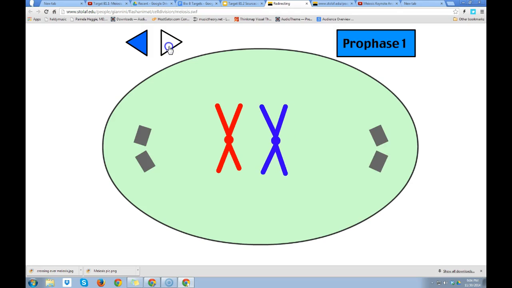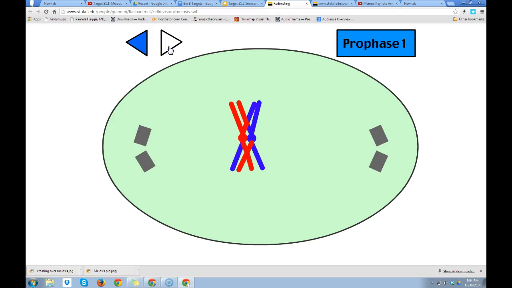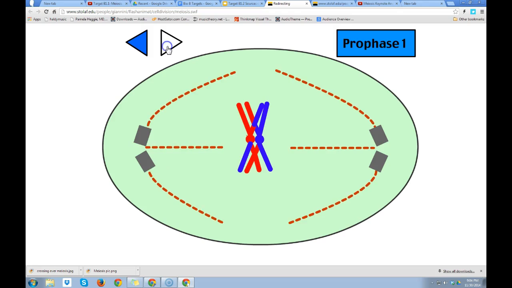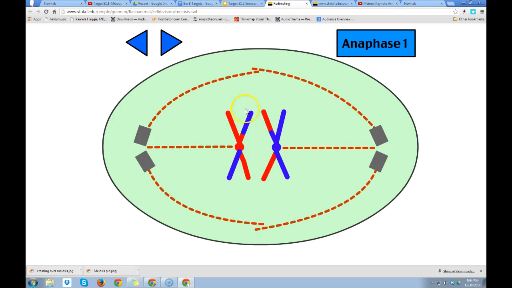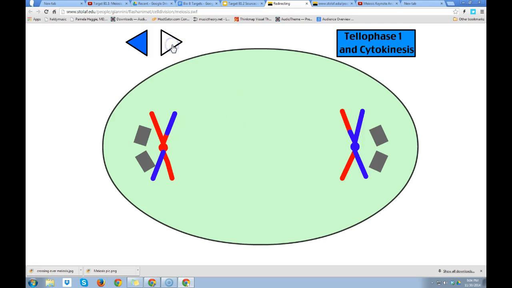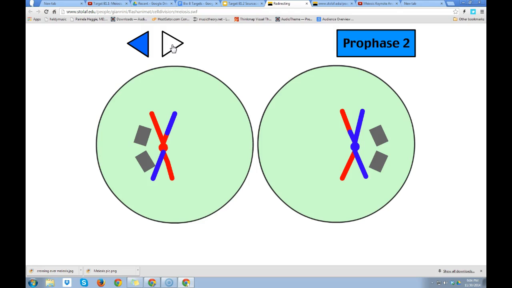You know what happens in prophase 1? The arms get tangled up and they exchange parts. And so when they get pulled apart, they are now different. They have a different order. And notice that the whole paired chromosome goes to this side, the whole chromosome goes to this side. So that's anaphase, telophase, and cytokinesis.